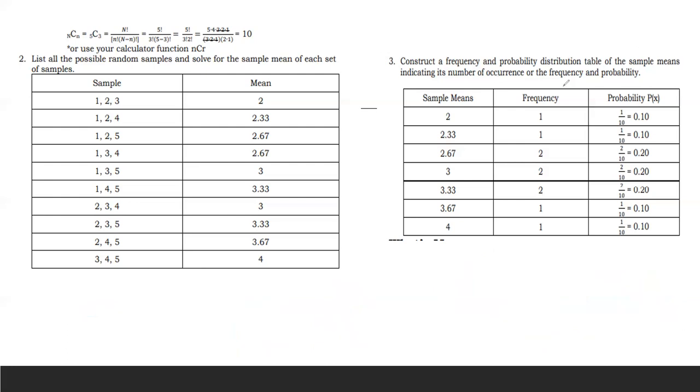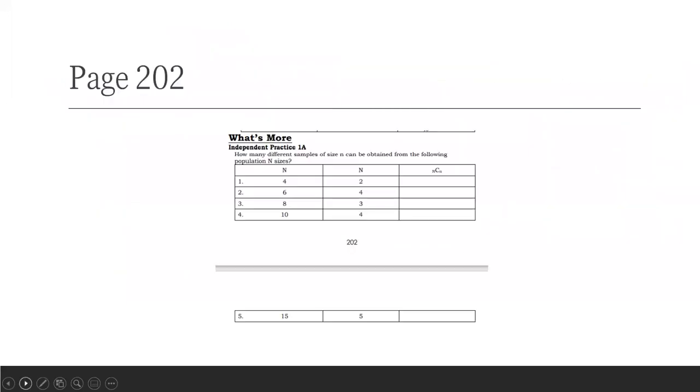Okay? So, for your doings, ito pong ipapasa natin. Page 202, all you have to do is using your calculator, obtain the number of sample. So, you have your calculator with you. So, alamin mo lang yan. So, madali lang. Ilalagay lang natin yan sa calculator. Then, you have your answer naman.